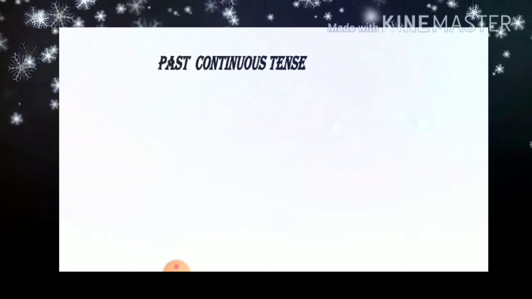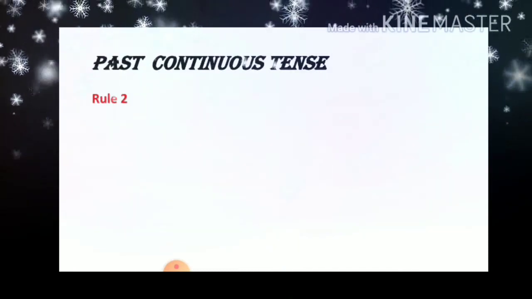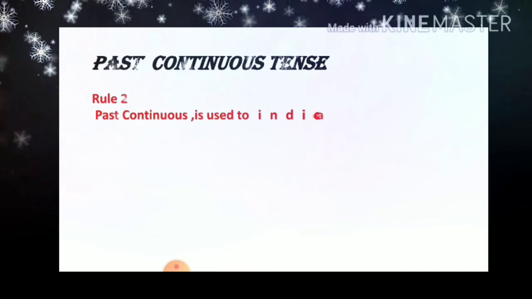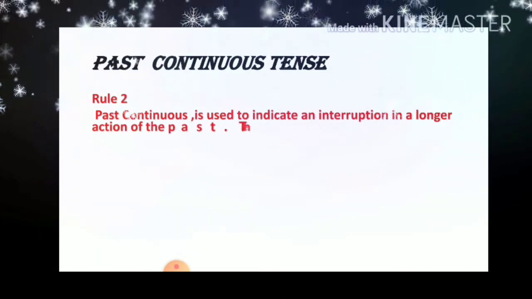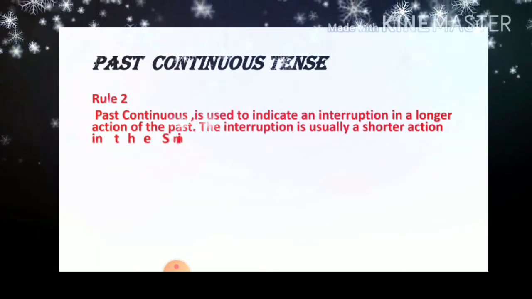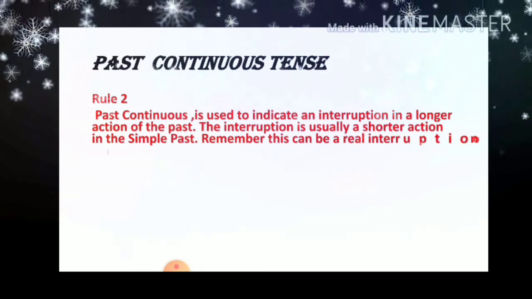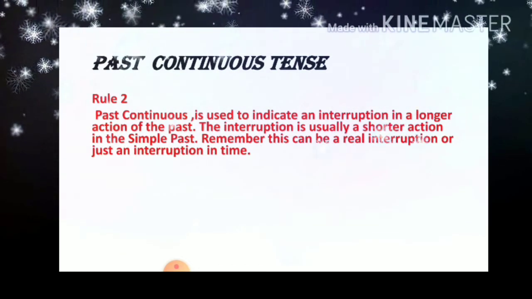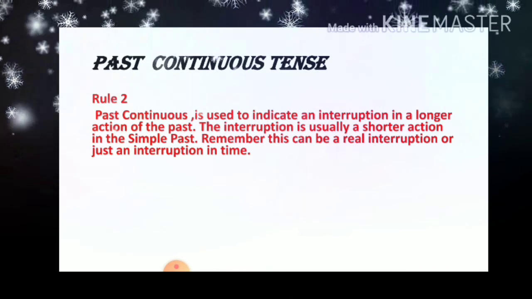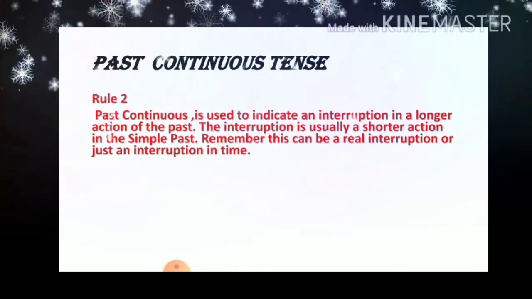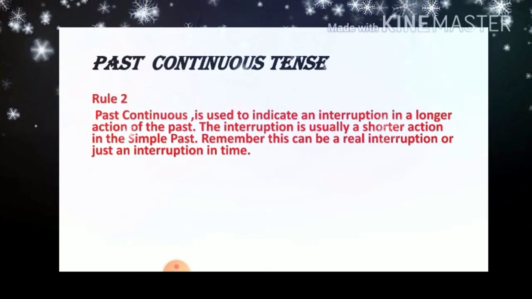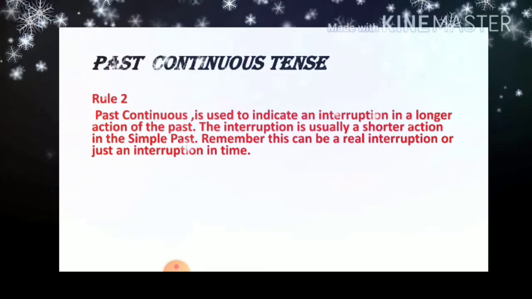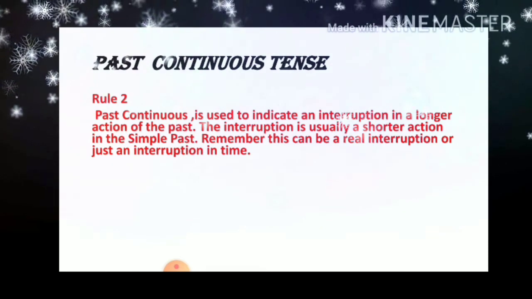Next, the second rule is here on the screen. This tense is used to indicate an interruption in a longer action of the past. The interruption is usually a shorter action in the simple past. Remember, this can be a real interruption or just an interruption in time. Students, try to understand this rule.